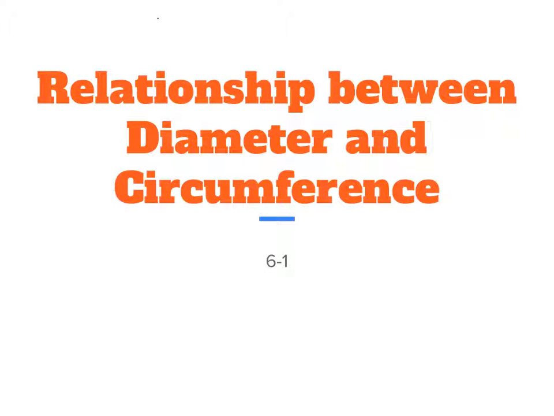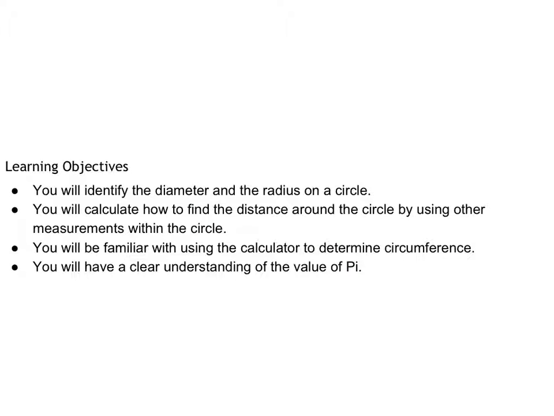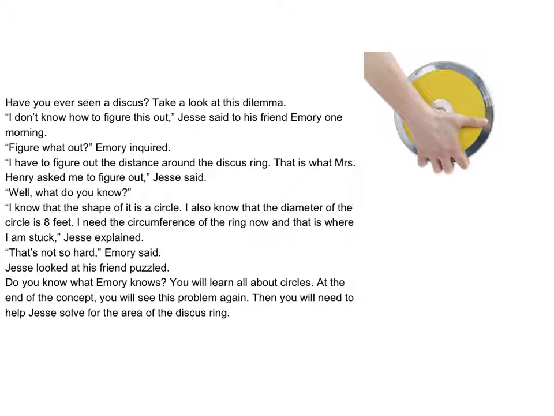Lesson 6.1, relationship between diameter and circumference. Our learning objectives: identify the diameter and radius on a circle, calculate how to find the distance around the circle by using other measurements within the circle, be familiar with using the calculator to determine circumference, and have a clear understanding of the value of pi. Go ahead and pause the video and read the beginning problem before moving on.